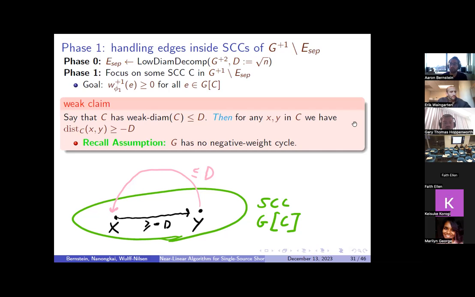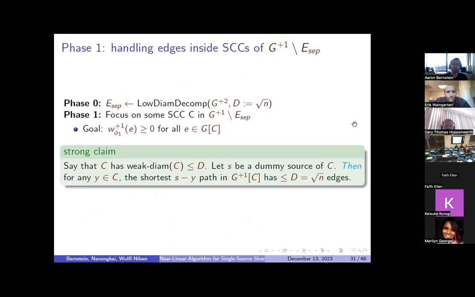But this isn't really strong enough, because even though this guarantees that the path from x to y is not too negative, it can still have many negative edges. It could be, for example, that the path from x to y is like -1, 1, -1, 1, -1, 1, -1, 1, and so on. So that overall path is not very negative, but it still contains many negative edges. But it turns out that once you switch perspective to G plus 1, you can ensure this stronger claim.